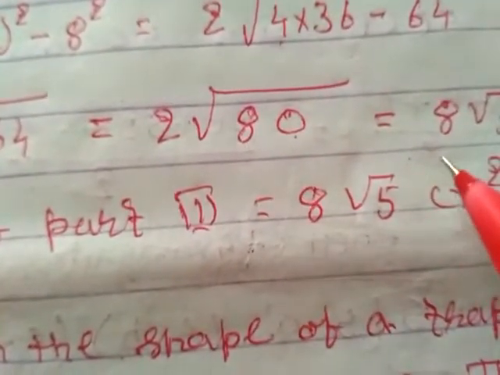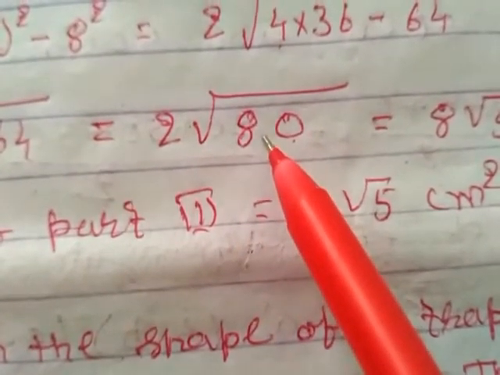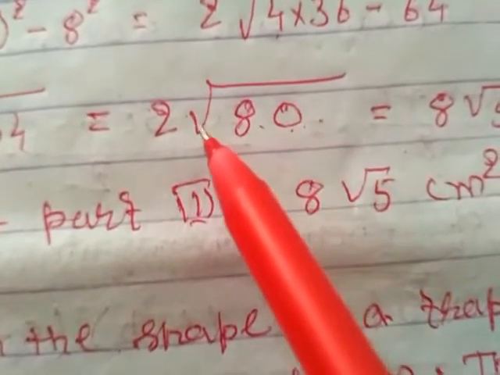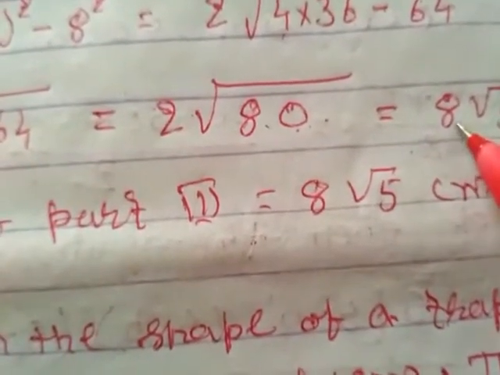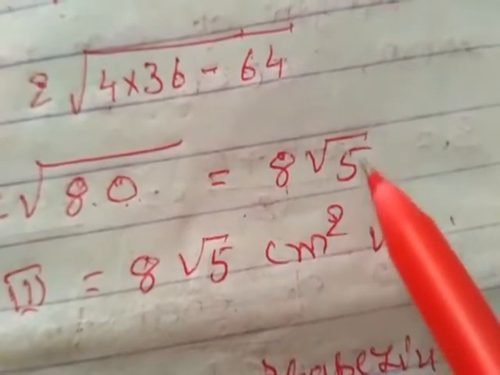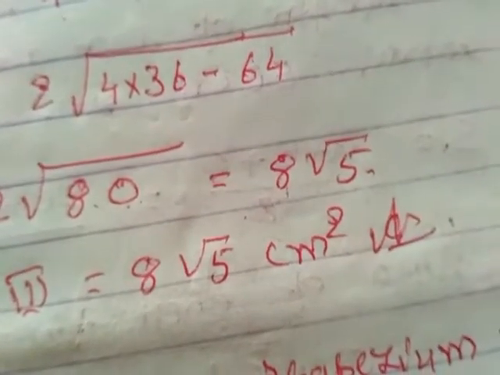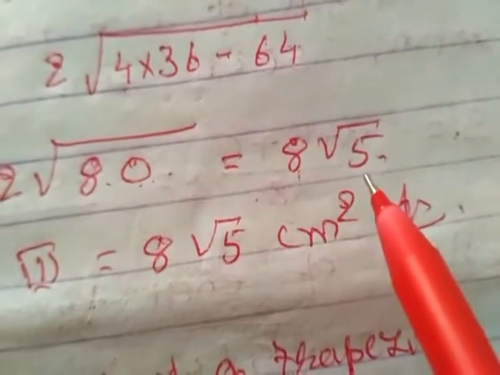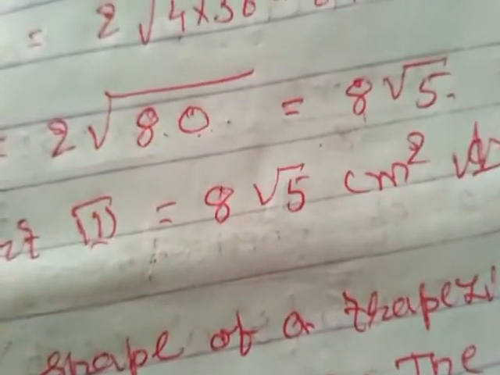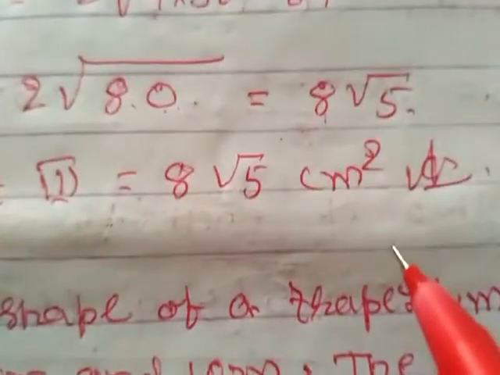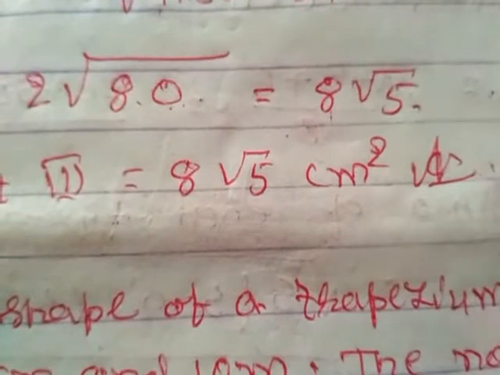And whenever we factorize it, we can write 80 as 16 into 5. And 16 is a perfect square whose square root is 4. So when you take 4 outside the root, you will have 4 into 2, that is 8 under root 5. Now you find the square root of 5 and multiply it by 8, you will get the area of this part third. So the area of paper of part third will be equal to 8 under root 5 centimeter square, which is the required area.